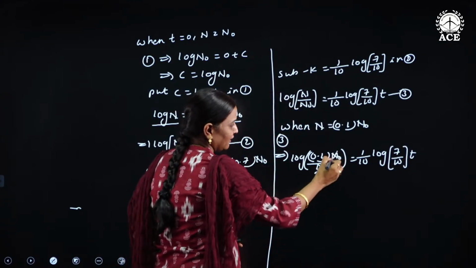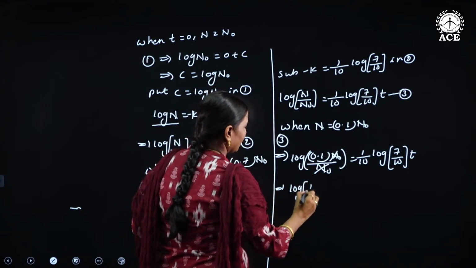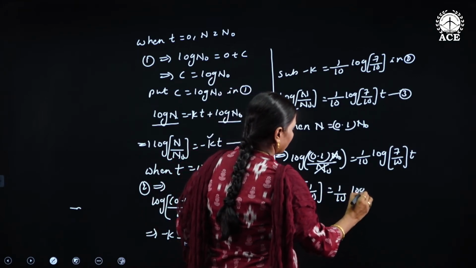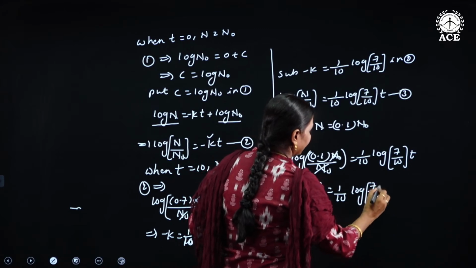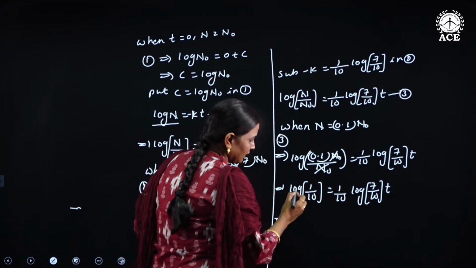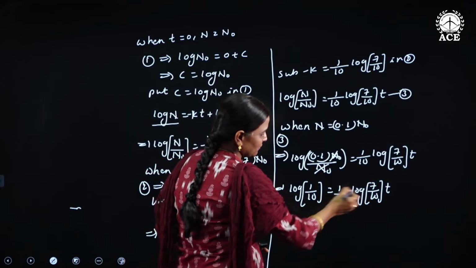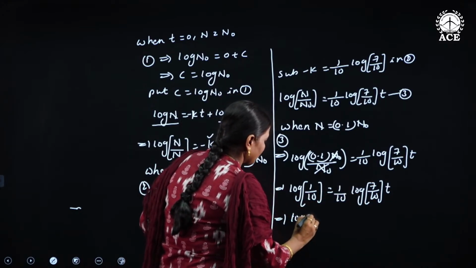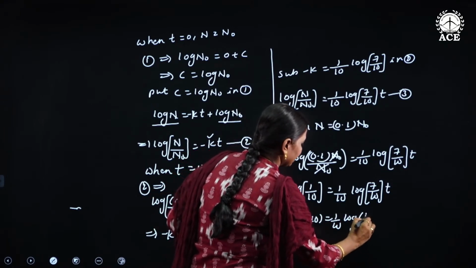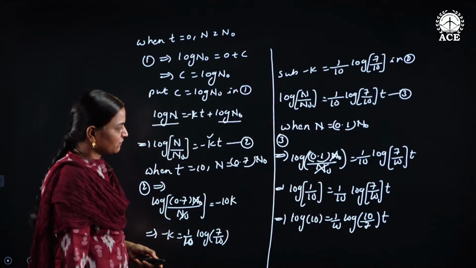Now, cancel N naught. How to write log of 0.1? That is equal to log of 1 by 10, is equal to 1 by 10 into log of 7 by 10 into t. Rewrite this equation. Log of 1 by 10 can be written as minus log of 10, and here also please take the reciprocal. So, log 10 is equal to 1 by 10 into log of 10 by 7 into t. Now, simplify this equation for t.